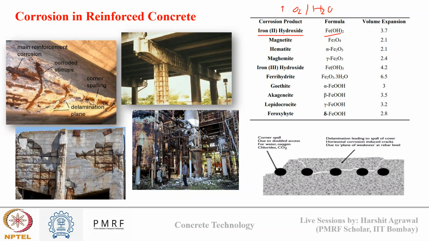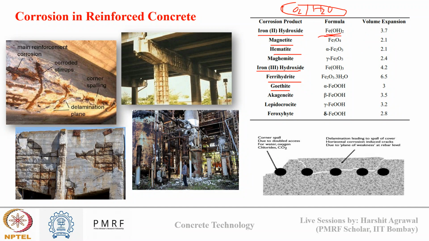It can be iron 2 hydroxide, magnetite, hematite, iron 3 hydroxide, ferrihydrite, or goethite. So there can be different forms of rust product depending upon the availability of oxygen and moisture. And all these rust products are expansive in nature.